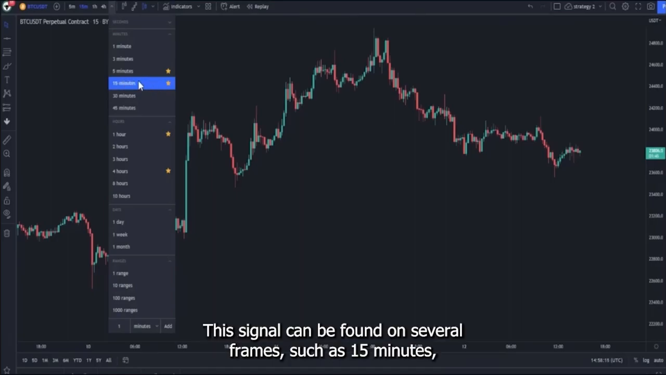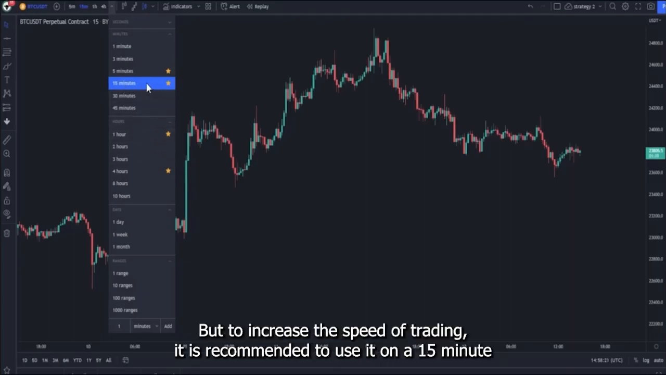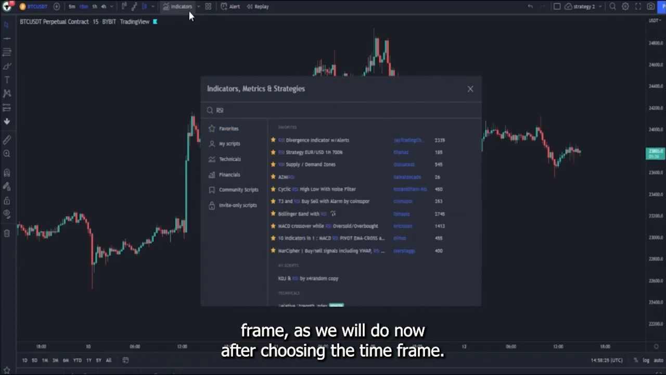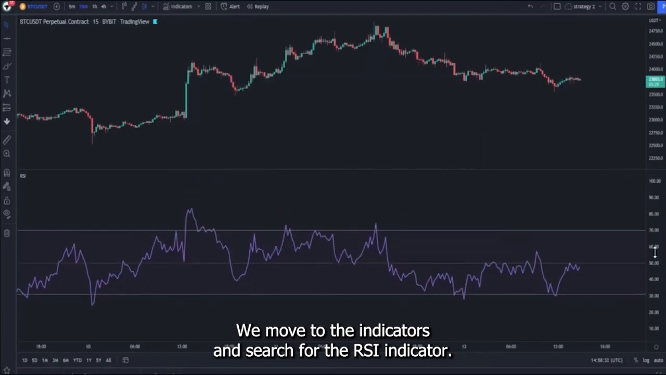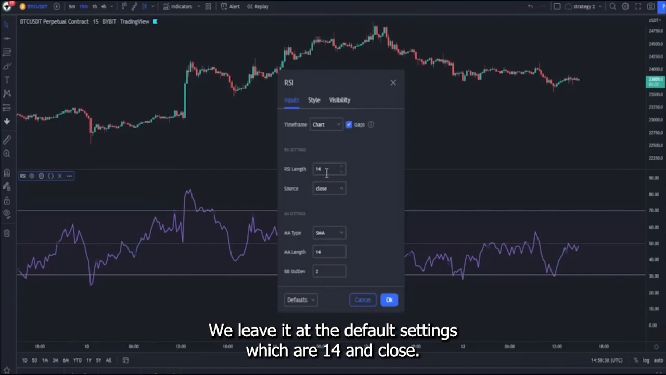This signal can be found on several frames such as 15 minutes, 1 hour and even 4 hours. But to increase the speed of trading, it is recommended to use it on a 15-minute frame, as we will do now. After choosing the time frame, we move to the indicators and search for the RSI indicator. As for the inputs, we leave it at the default settings, which are 14 and close.